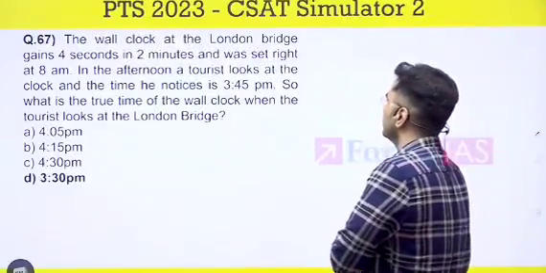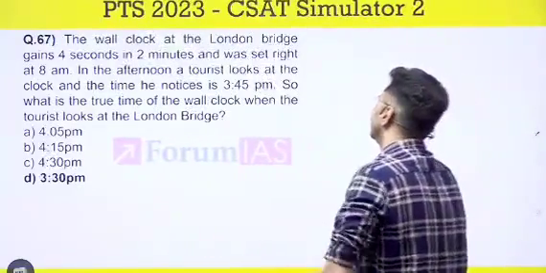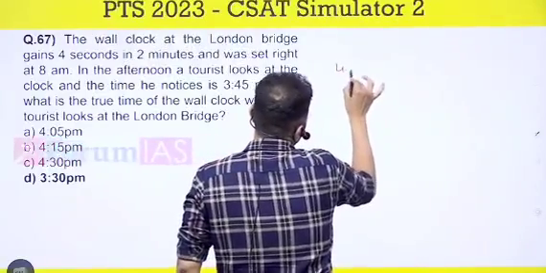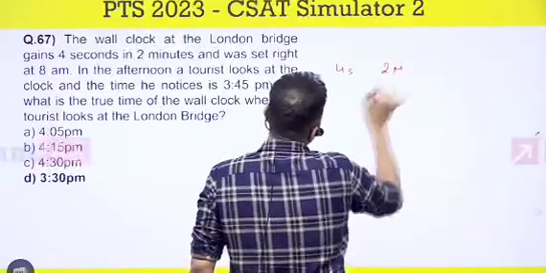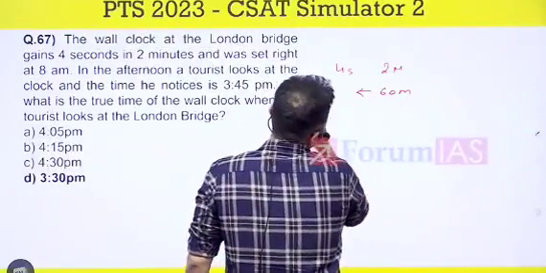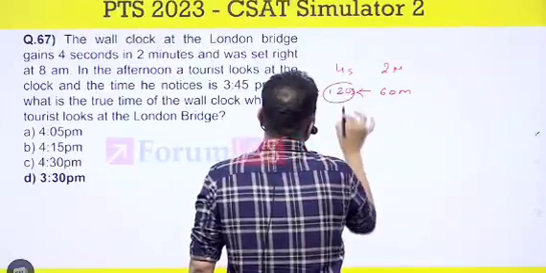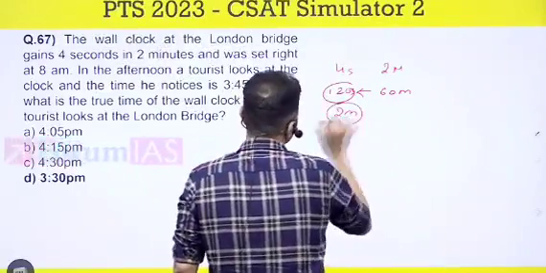Then again a good question. The wall clock at London Bridge gains 4 seconds in 2 minutes. So that means in 60 minutes, it will gain 4 into 30, 120 seconds, or 2 minutes.